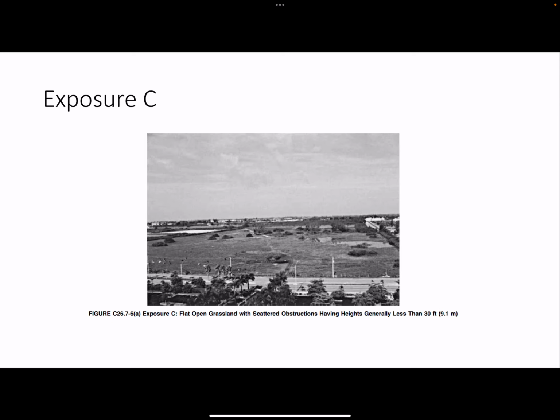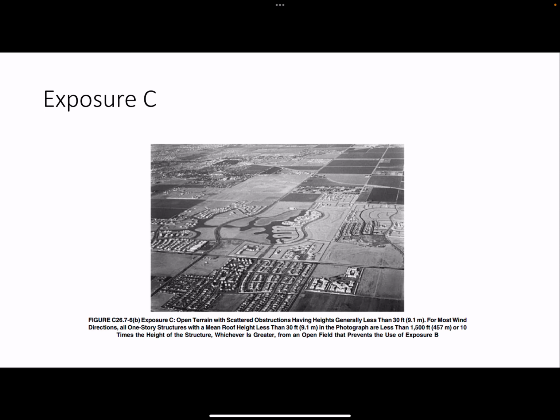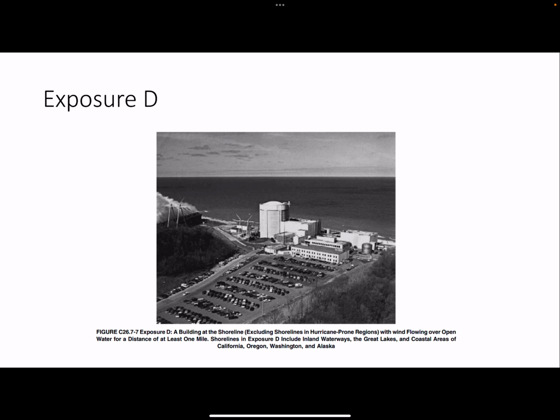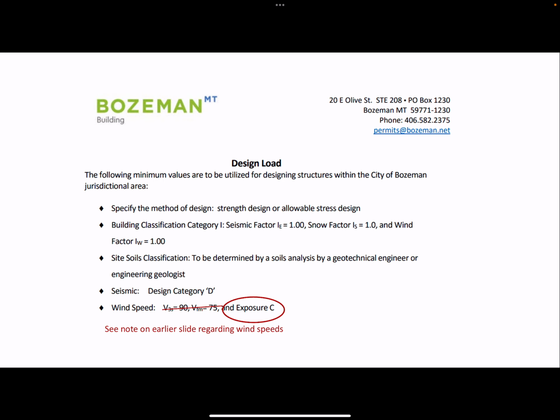Here's an example of exposure C: flat open grassland. More of C, that would be D. And Bozeman says exposure C. Even though it's arguable that there are certain areas of Bozeman that would probably fit exposure B, it's conservative to use exposure C. That's the worst case. So even if you're in an area that fits more of the suburban description in Bozeman, the city requires you to use exposure C instead.